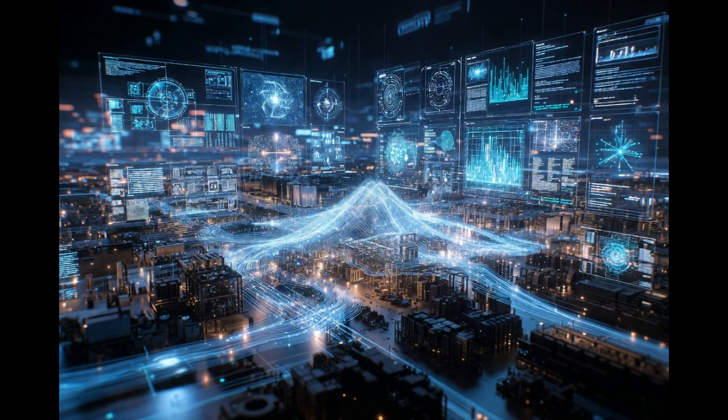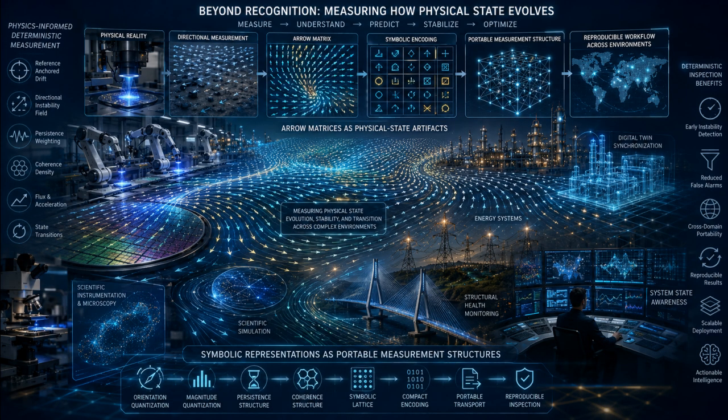Within this framework, directional structure itself becomes a measurable analytical object. Arrow matrices become physical state artifacts, and symbolic representations become portable measurement structures capable of supporting reproducible inspection workflows across multiple environments and domains. The evolution of machine perception may therefore continue beyond recognition alone, toward systems capable not only of identifying objects, but also measuring how physical state evolves, stabilizes, and transitions across complex physical environments.